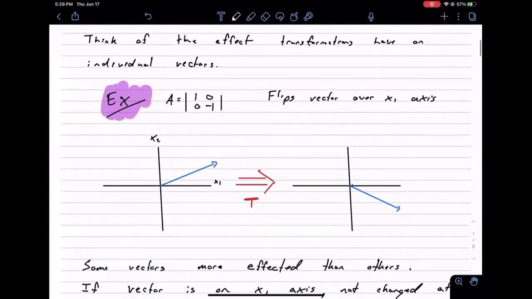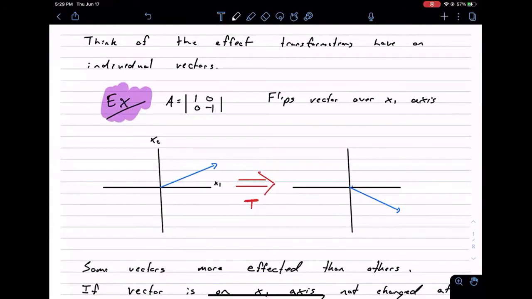So we're going to think of the effect that linear transformations have. We're going to start by thinking of the effect that these transformations have on individual vectors. For example, let's say I have the matrix 1, 0, 0, -1. What effect does that have on the vectors in the vector space R2? It's going to flip all our vectors across the x1 axis, right?